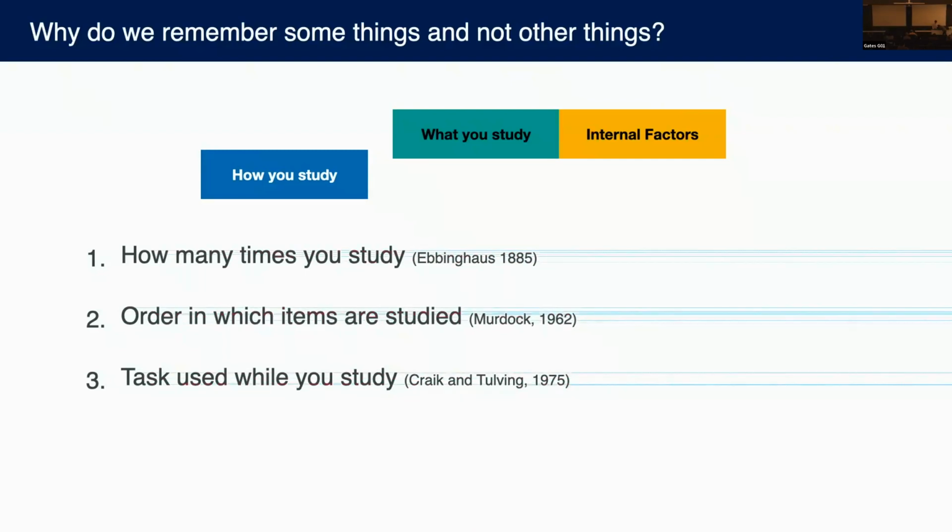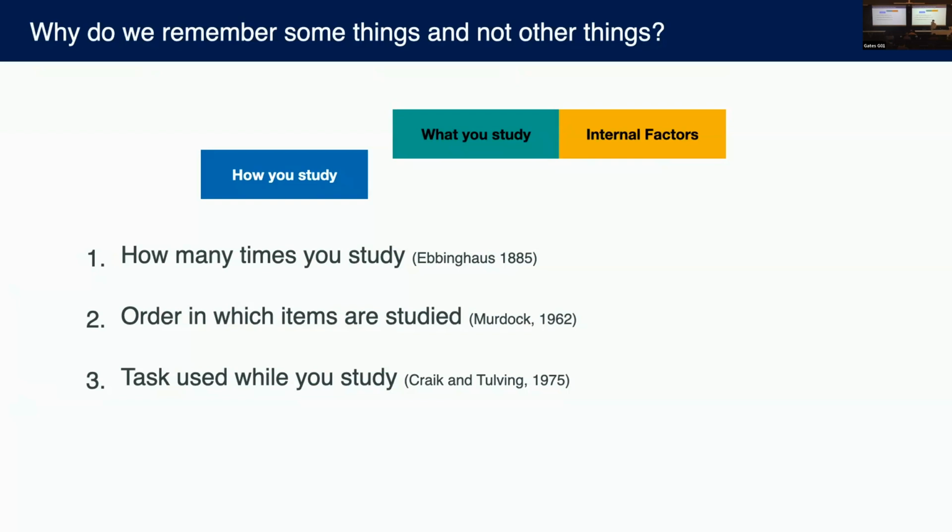The order in which you experience things really matters, and also the way in which you first experience it, the task that you're doing. Maybe you are reading a word and you're asked to imagine that word, like it's a house or something like that, or you're doing a completely different task where you just have to respond whether the first letter of the word is a vowel or not, and that can also really affect things.